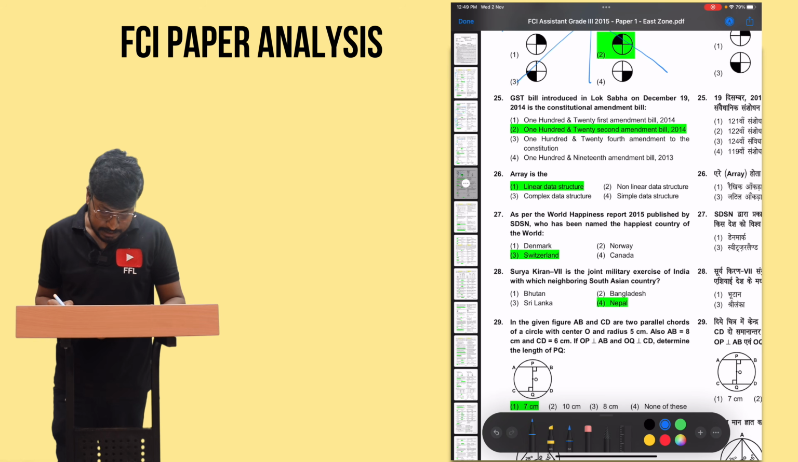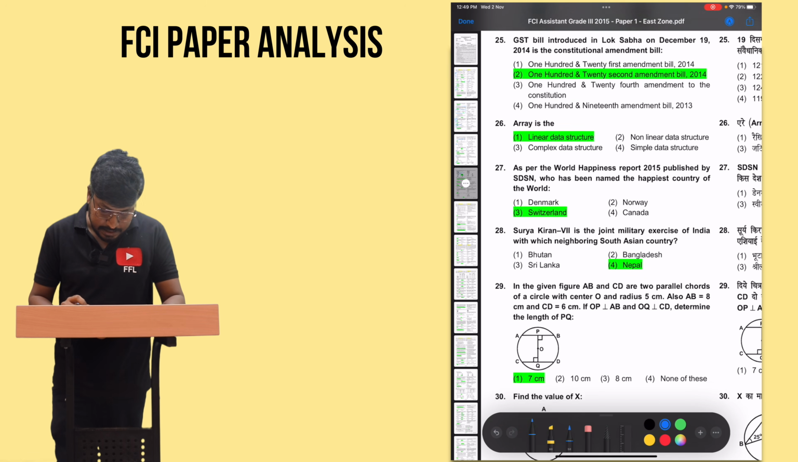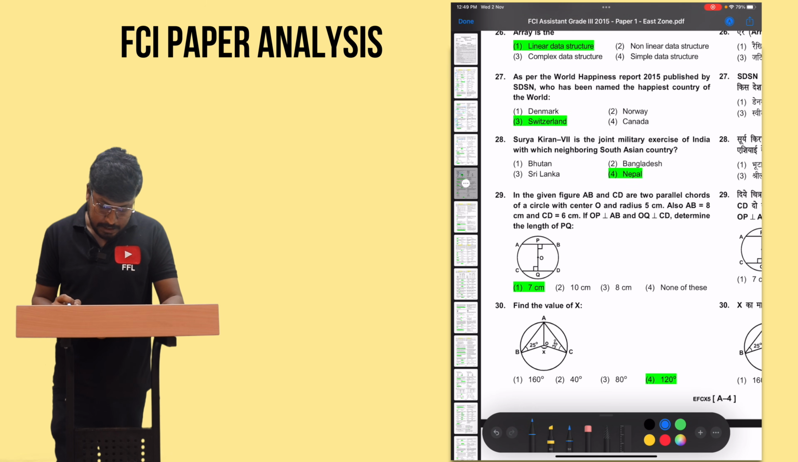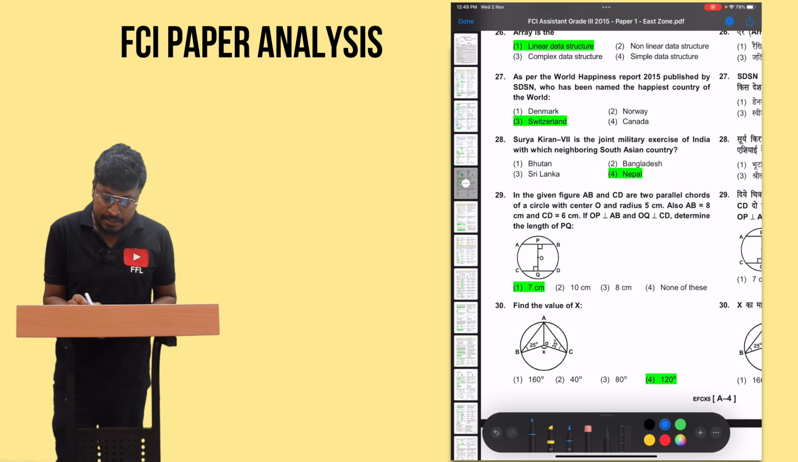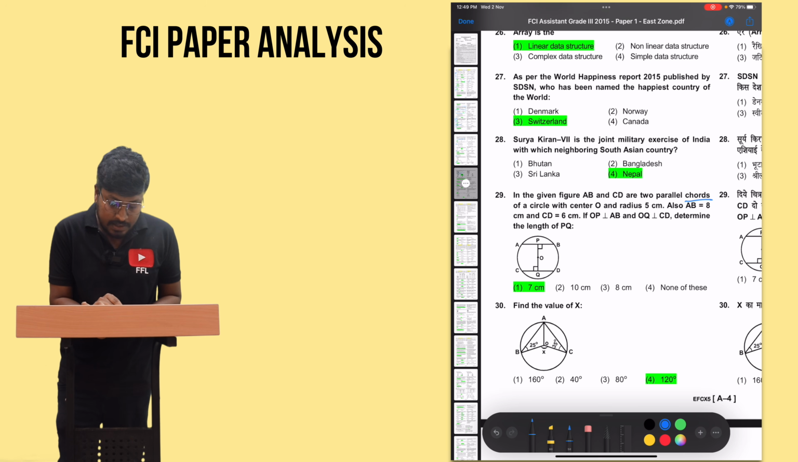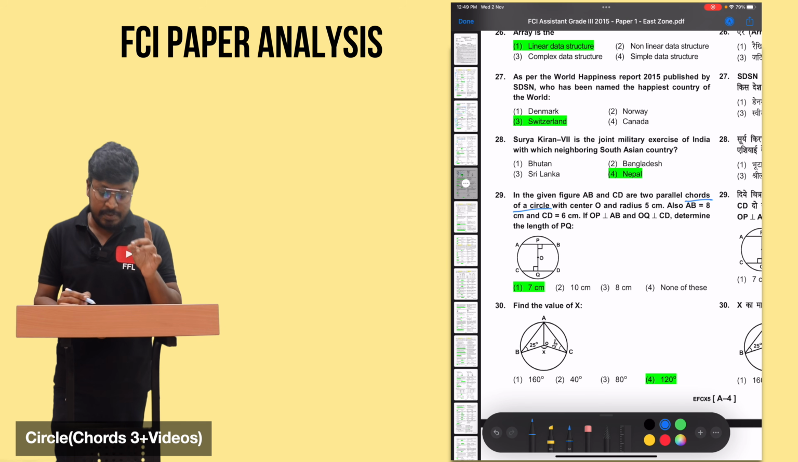So as per all these questions are general science questions. Just see in the given figure, A and B, two parallel chords of a circle. Just see chords of a circle. In my YouTube channel, I have taught you the chords concepts completely.